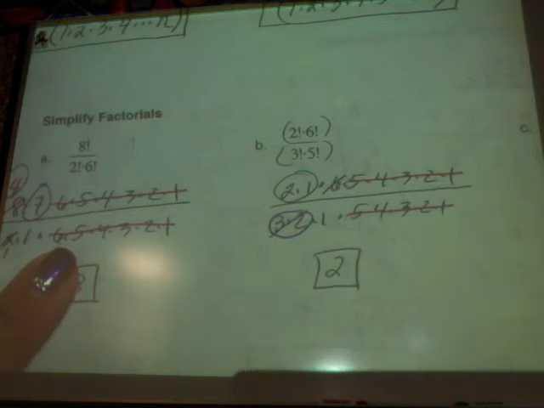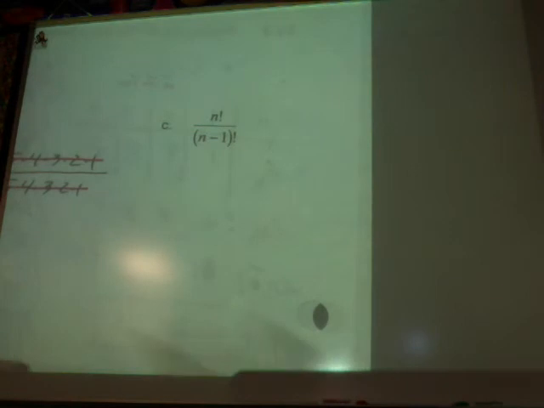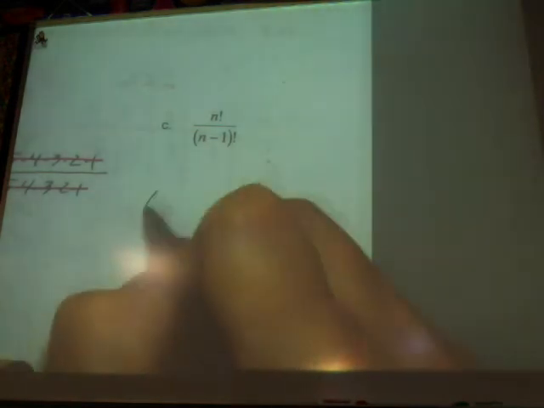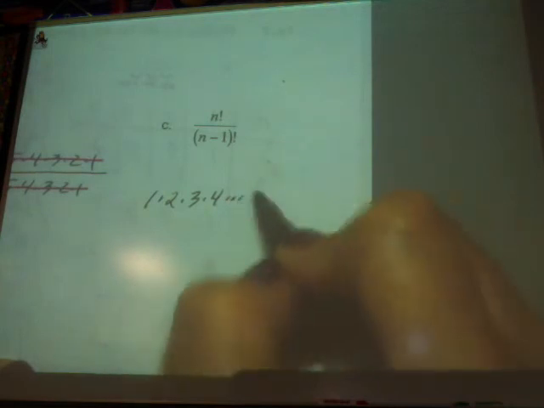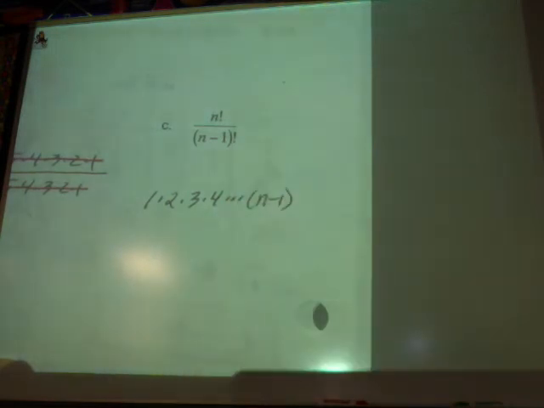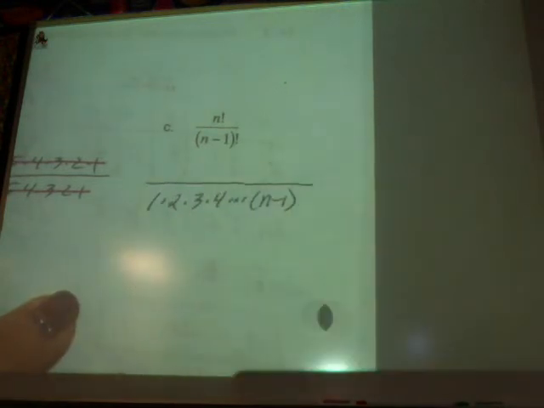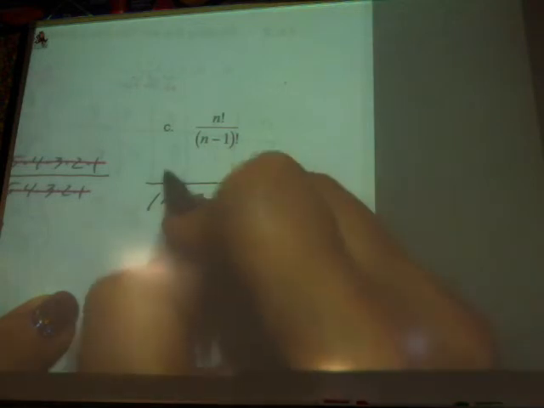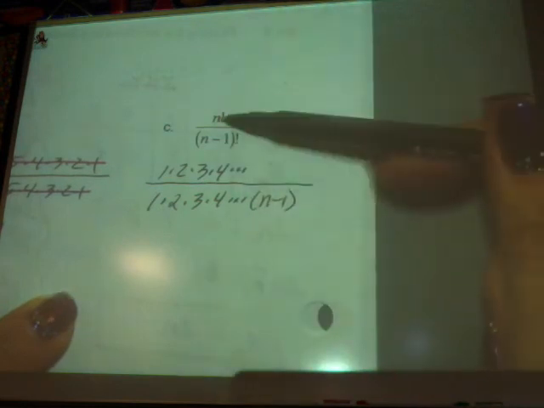Let's focus on the denominator first. So if we focus on the denominator first, wouldn't our denominator be like 1 times 2 times 3 times 4 up to n minus 1? Right? So that means that our numerator has to kind of look the same. 1 times 2 times 3 times 4. What term in the sequence is before n?